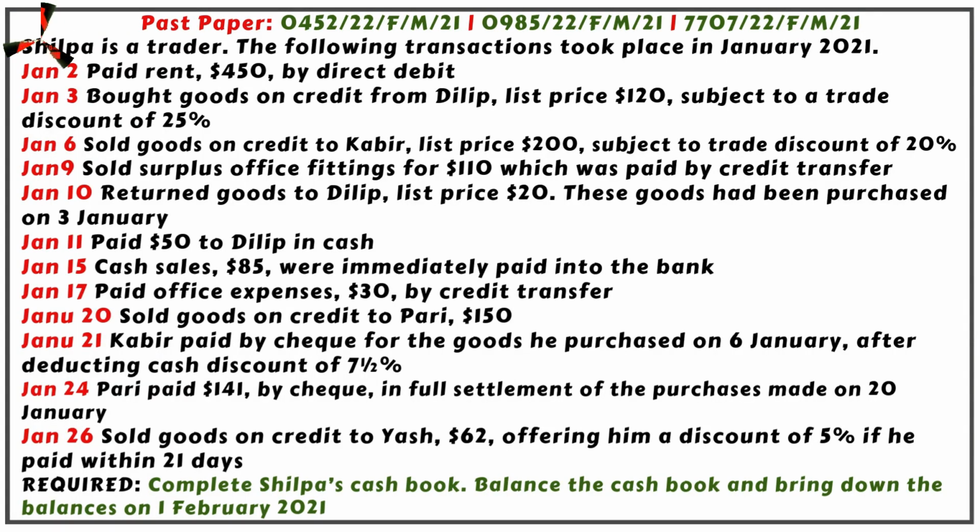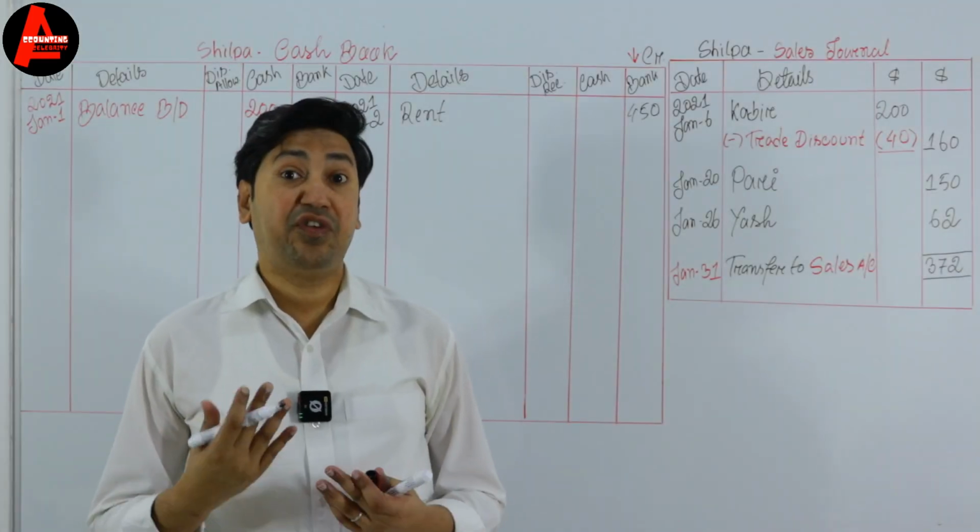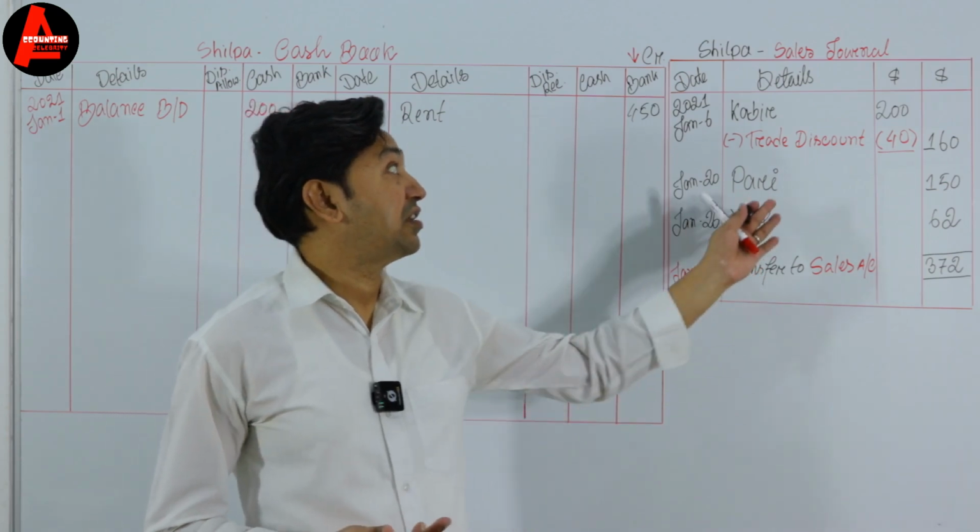Our next transaction is January 6: sold goods on credit. Same, it is taken to the sales journal, so it is also not related. January 9: sold office fittings for $110, which was paid by credit transfer. So what is sold? A fixture is sold. It is not goods, it is a fixture, furniture. A furniture related transaction does not come in the sales journal.